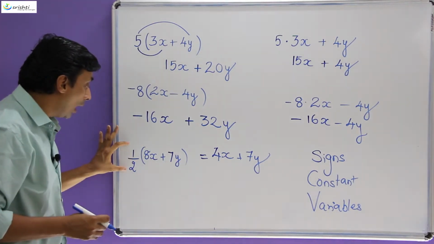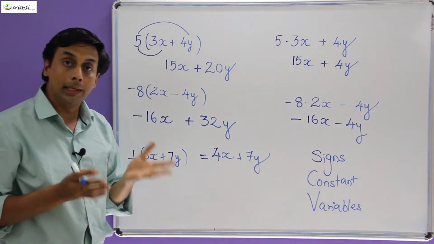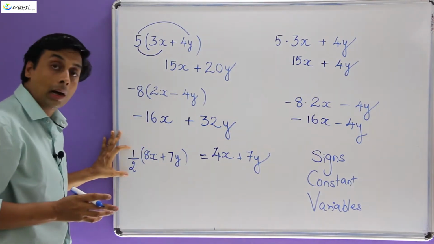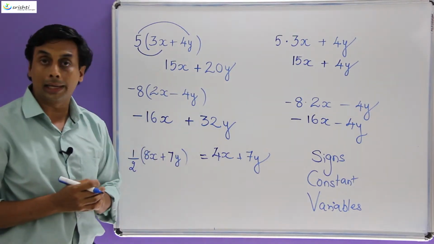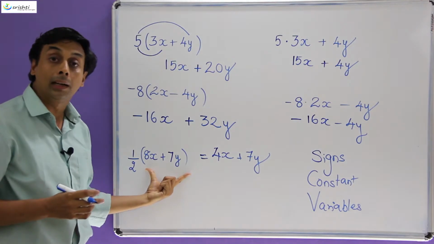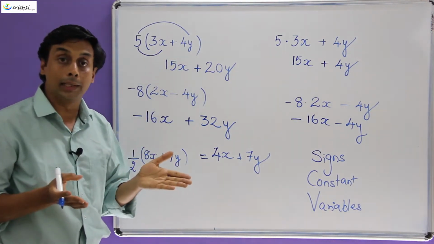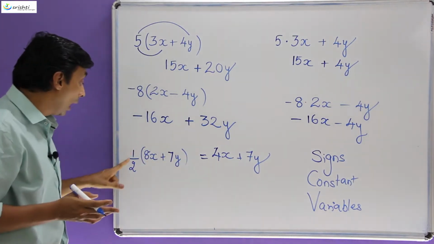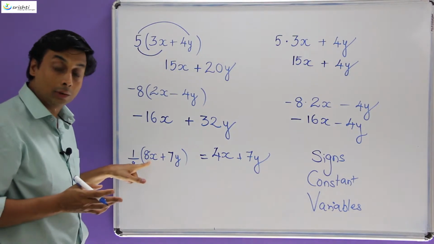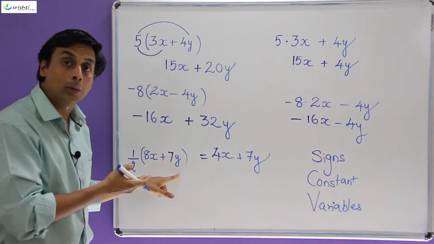When I have half multiplied with 8x plus 7y, what it essentially means is, this number half is getting multiplied with all the terms inside the bracket, which is why you have a bracket written over here. So 8x plus 7y enclosed within a bracket means the operation needs to be performed for all the terms. So the half is not just getting applied with 8x, it also has to apply to 7y.